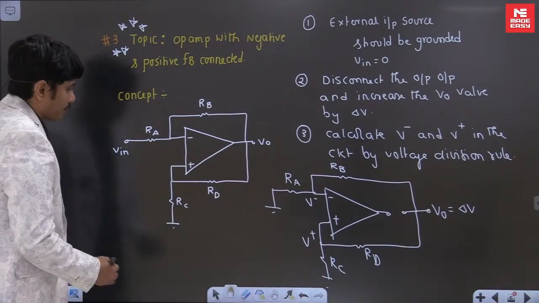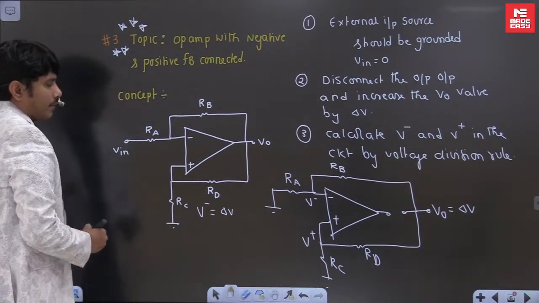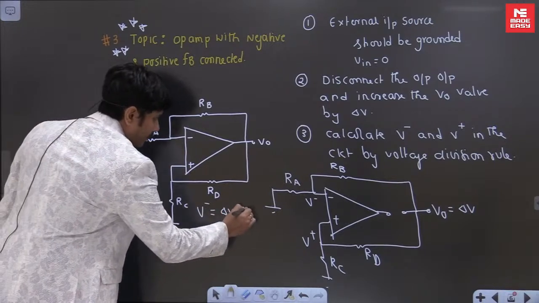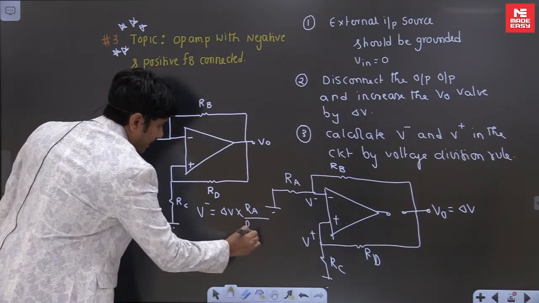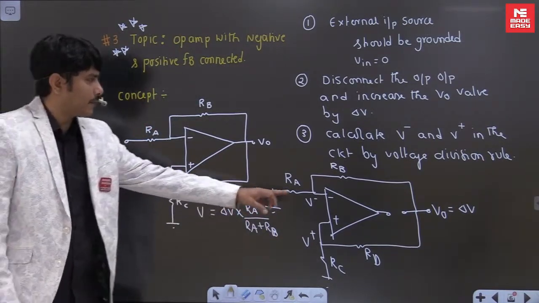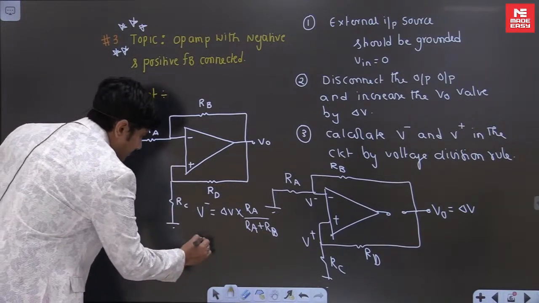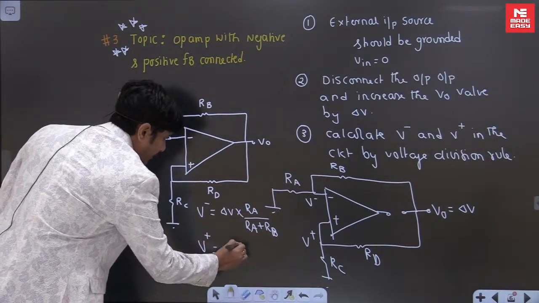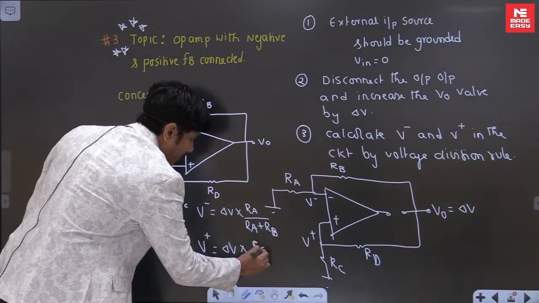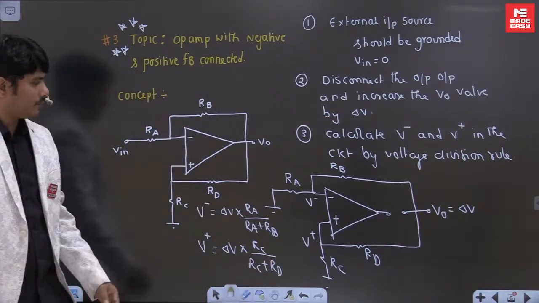According to this problem, your V minus will be del V into RA by RA plus RB, since we assumed that the output is increasing by del V. Like this you can solve for V minus by seeing this divider network. The same way we can solve V plus. It is del V into RC by RC plus RD. Like this you can solve the answers.